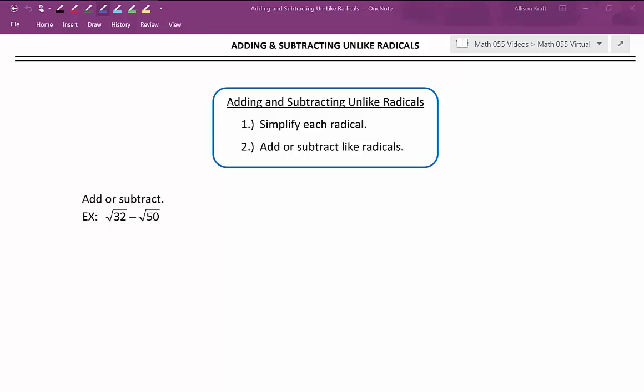In this video, we'll be adding and subtracting unlike radicals. As mentioned in the previous video, you can only add and subtract radicals that are like. So the first thing we want to do is simplify the radicals that were given to see if we have like radicals. So you start by simplifying each radical, and then you add or subtract the ones that are like.